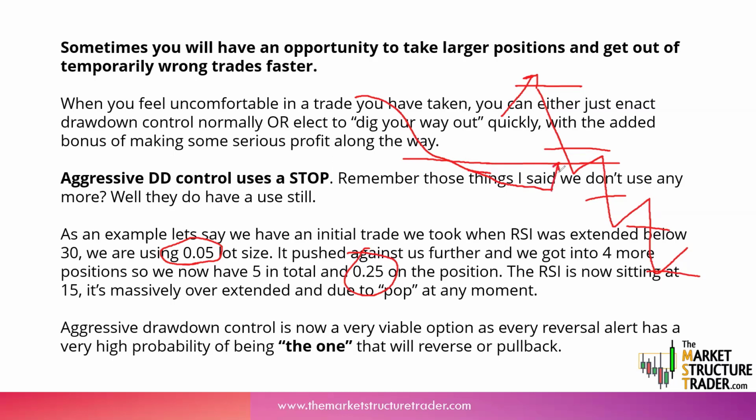And we know it's due to pop. It's got to, because these guys have got to start taking profit. If they don't, they're going to start losing money. So aggressive drawdown control is now a very viable option at this point, as every reversal alert has a very high probability of being the one that is going to reverse or pull back.